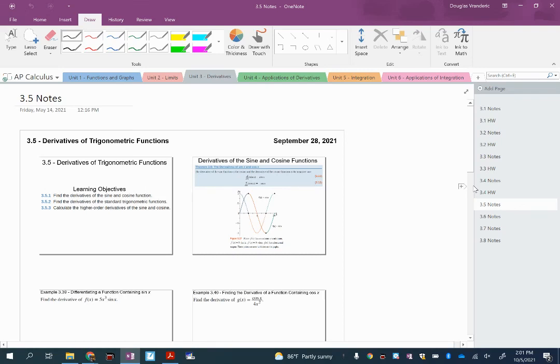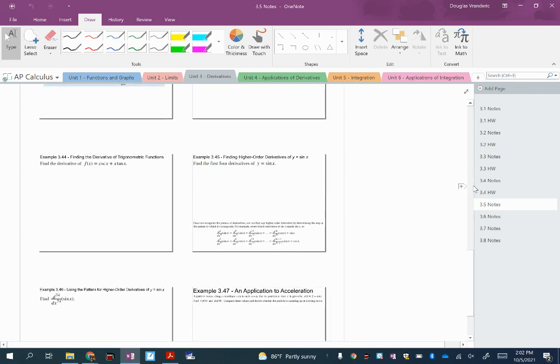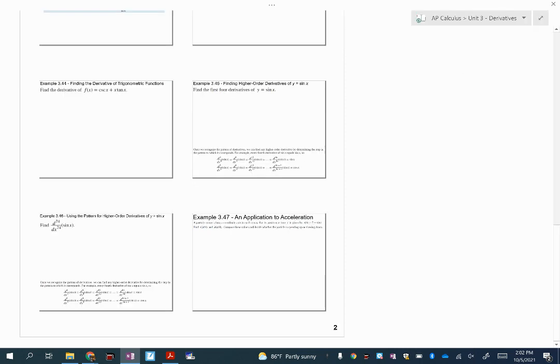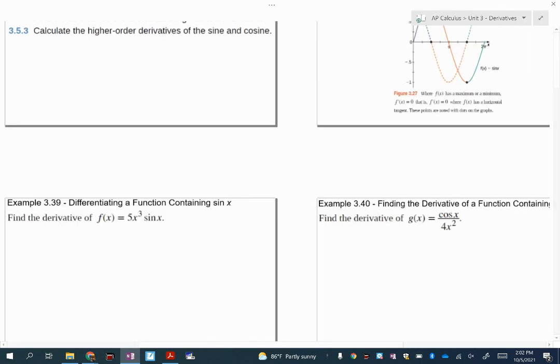Lesson on finding derivatives of trigonometric functions. So we're going to introduce the derivatives of the sine and cosine function and then get into the derivatives of the rest of the 6 trig functions and just talk a little bit about finding some higher order derivatives for sine. Okay, so let's start by looking at the derivatives of sine and cosine.